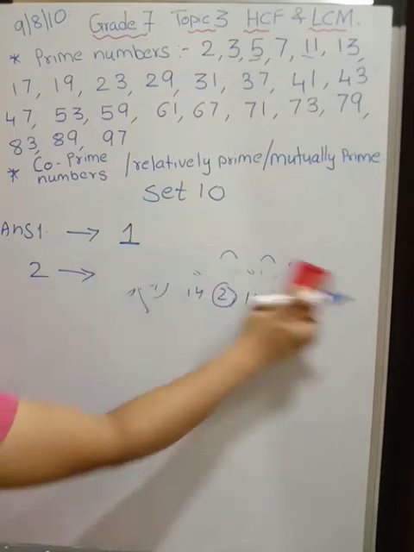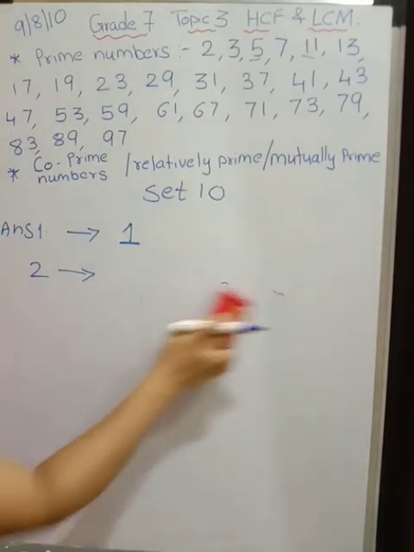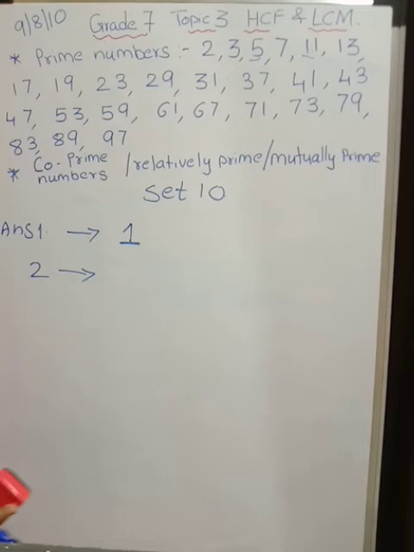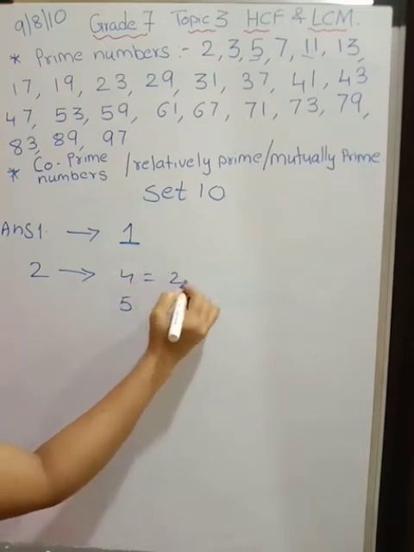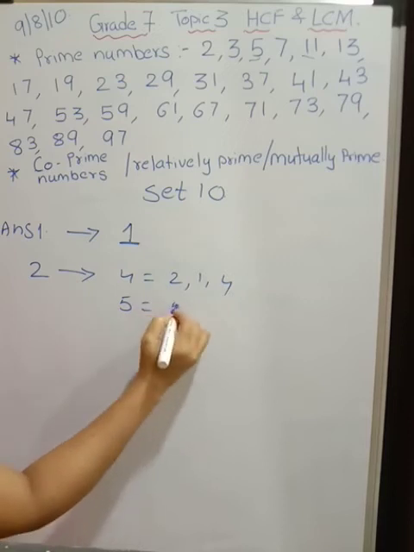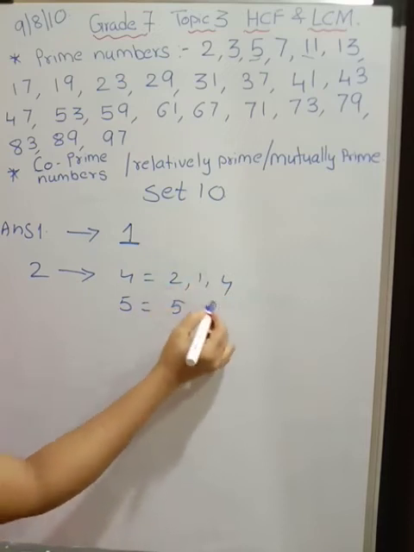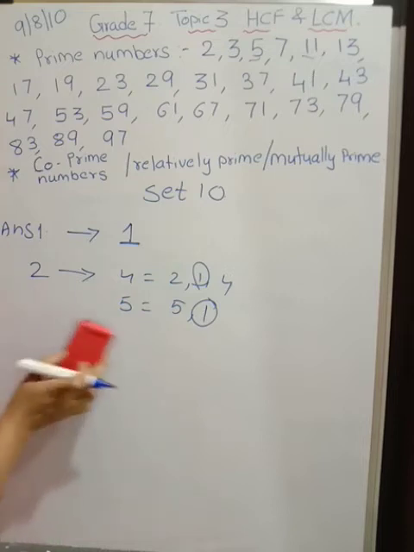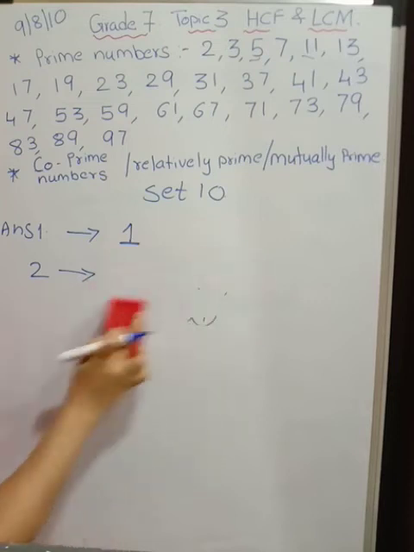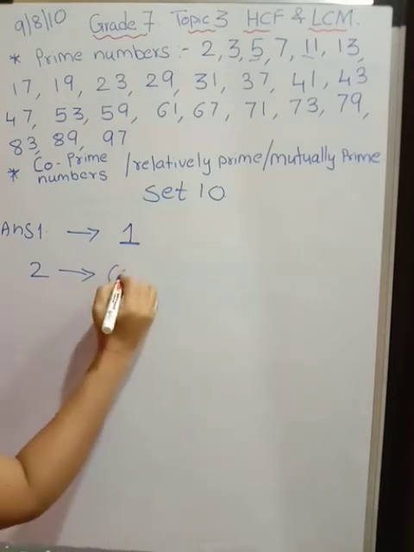Okay, let us go for another pair. There should be only 1 as a common factor between both. Which is another pair? 4 and 5. What are the factors of 4? 1, 2, 4. Factors of 5: 5 and 1. So between these, 1 is the only common factor. So yes, this is a pair of co-prime numbers. So the first pair we got is 4 and 5. So for the first answer you can write 4, 5.